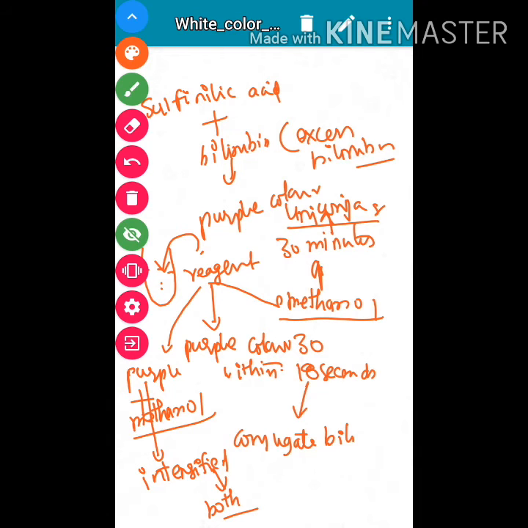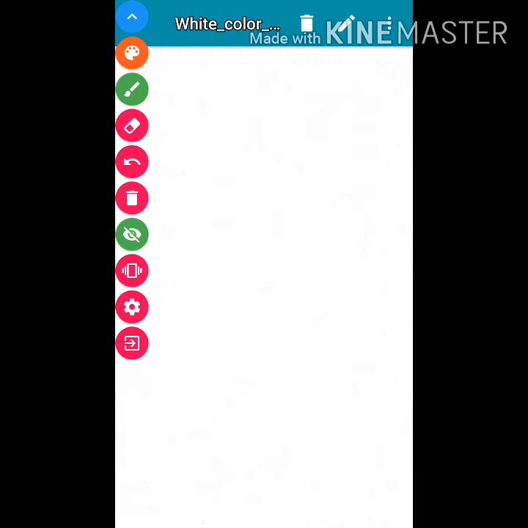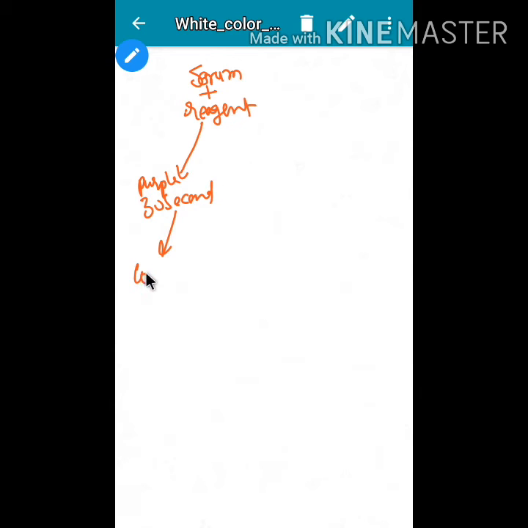Let us write what I have said on the paper. One is, we took serum and added the reagent, that is Vandenberg reagent. So we got the purple color within 30 seconds. Then that is due to conjugated bilirubin.